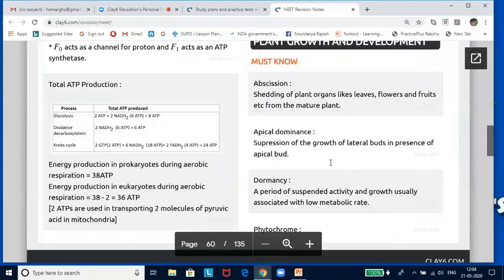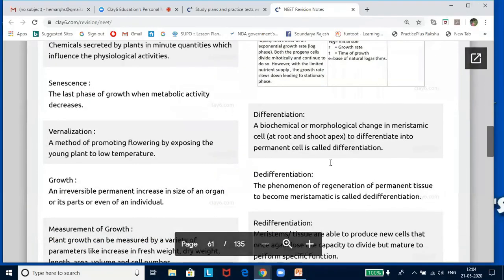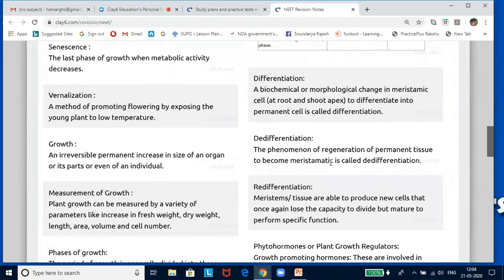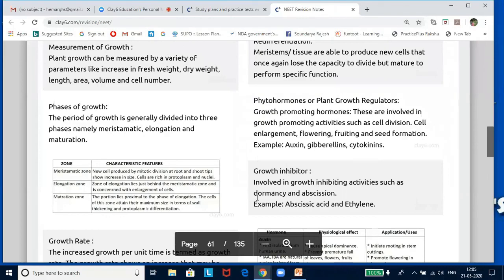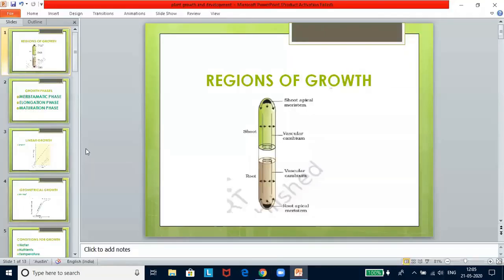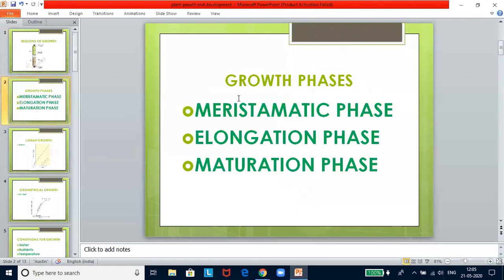Now if you look at how growth is measured, growth can be measured by a variety of parameters like increase in fresh weight, dry weight, length, area, volume, and cell number. Now let us look at the phases of growth. The growth is generally divided into three phases, namely meristematic, elongation, and maturation phase. Now let us have a brief idea about all these phases.